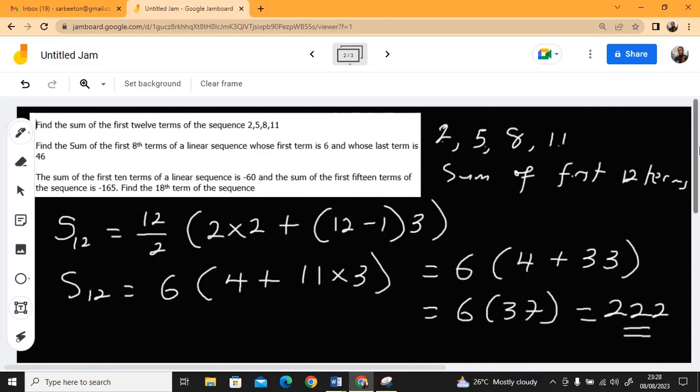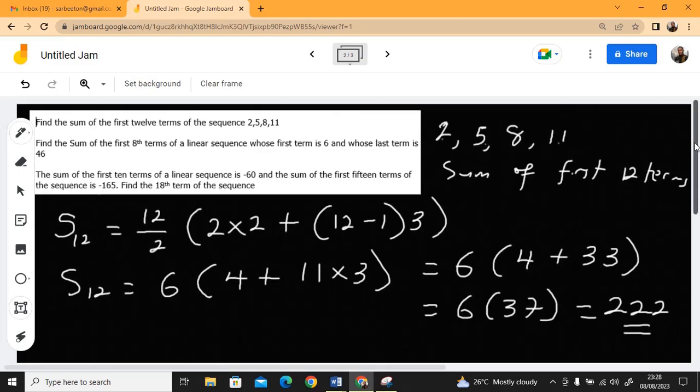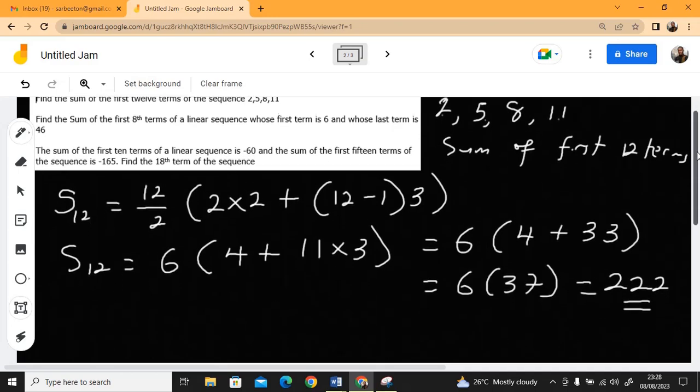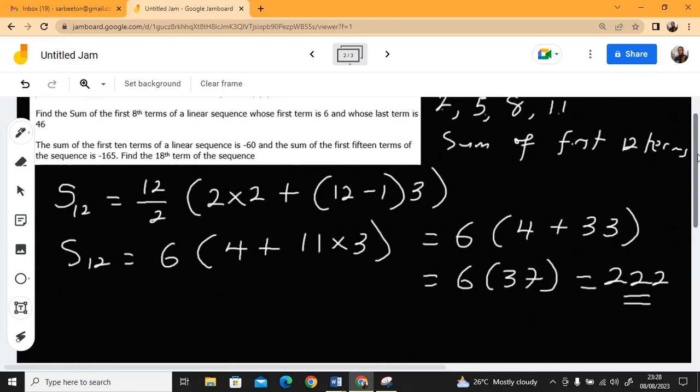Now let's look at the second one. The second one says, find the sum of the 8th term of an arithmetic sequence whose first term is 6 and the last term is 46. This is like the other one. They asked us to find S8. Now we are given the first term and the last term.